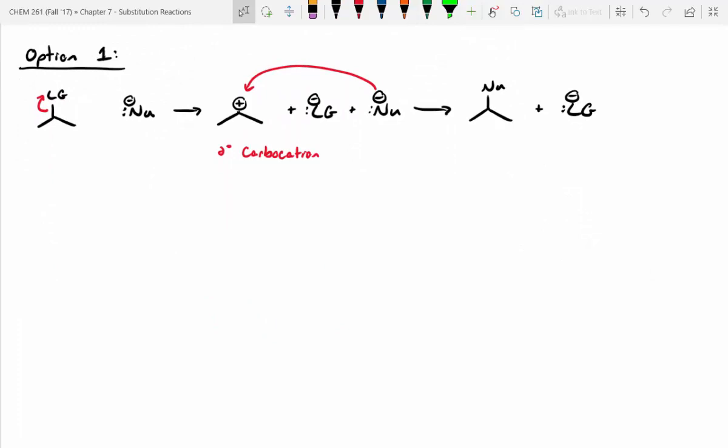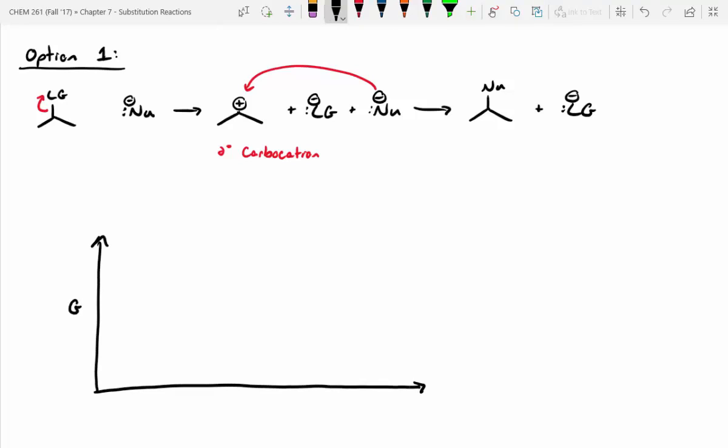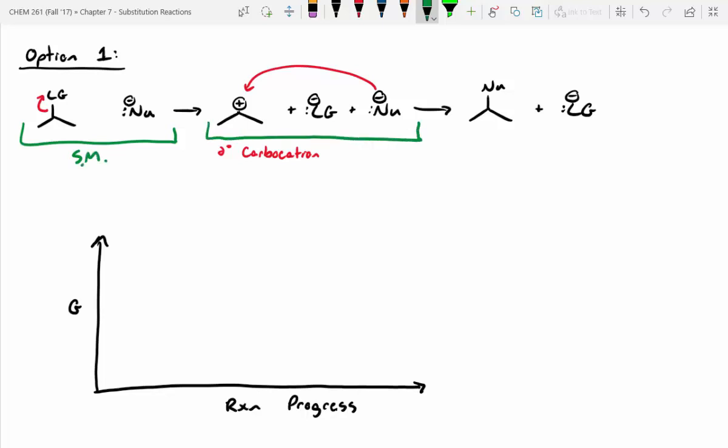But now what we need to do is we need to draw a reaction coordinate diagram for this. Okay, so reaction coordinate diagrams, if you remember, has delta G, or G on one side, and then the reaction progress over here. And we're going to break this into chunks, right? So over here, I'm just going to label this as our starting materials, or SM. What would this be classified as if it's not our products? Intermediate, right?